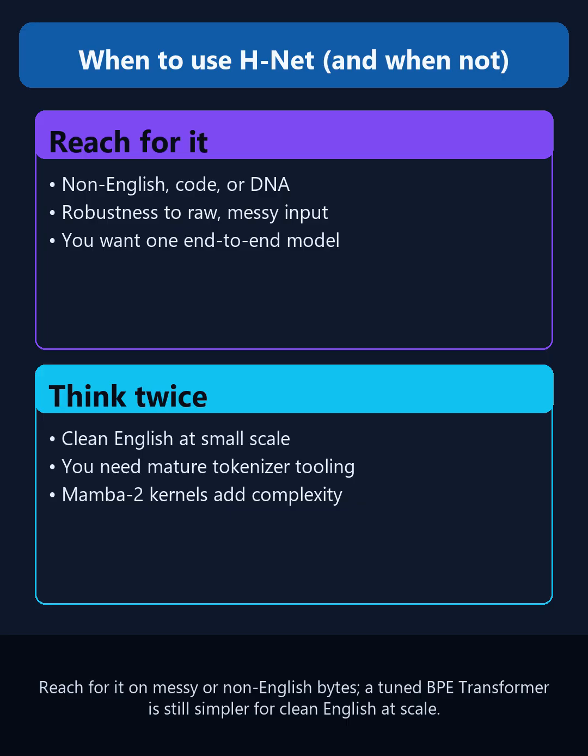So, when should you reach for it? When your data is exactly what tokenizers handle badly. Other languages, code, DNA, or noisy real-world bytes, and when you want a single model with no brittle preprocessing. When should you think twice? For clean English at modest scale, a well-tuned BPE transformer is still simpler and has a mature ecosystem around it. HNet also leans on Mamba 2 kernels and is young research, so the tooling is less battle-tested for now.